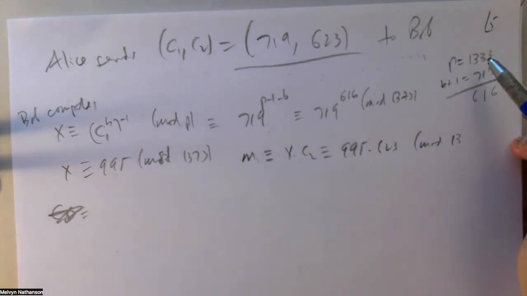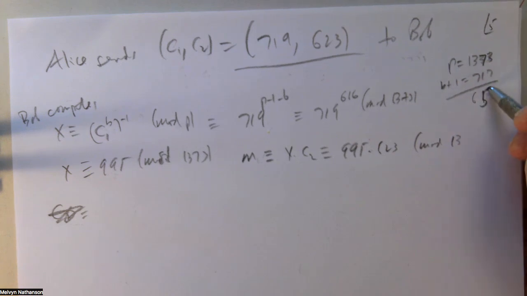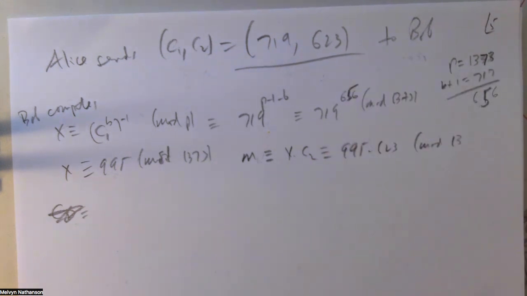Oops, this is wrong over here. I wrote 1333, it's supposed to be 1373. So 1373 minus 717. 13 minus 7 is 6. 6 minus 1 is 5. This is 656. So I should be raising this to the power 656. And when I raise 719 to the power 656, I get 953.